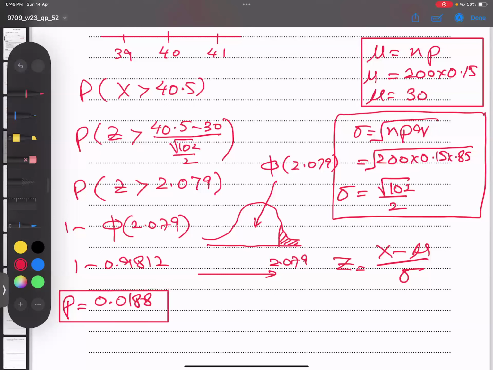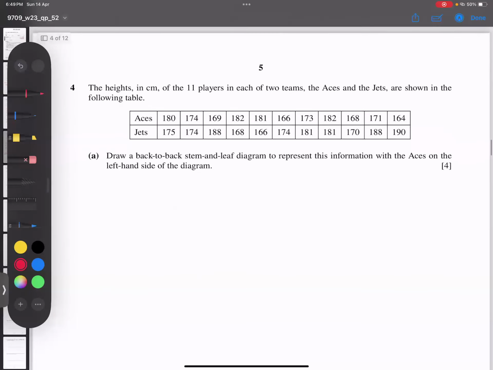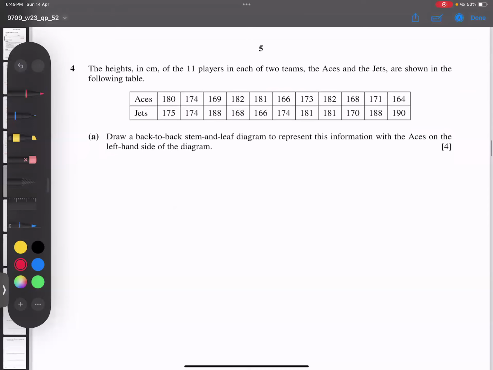I believe the point and the concept are very clear. So this 5-mark question is over. Question number 4: what he's asking here is the heights of 11 players in 2 teams. He gave us A team and J team, aces and jets, mentioned there. You can see aces on top, jets below.